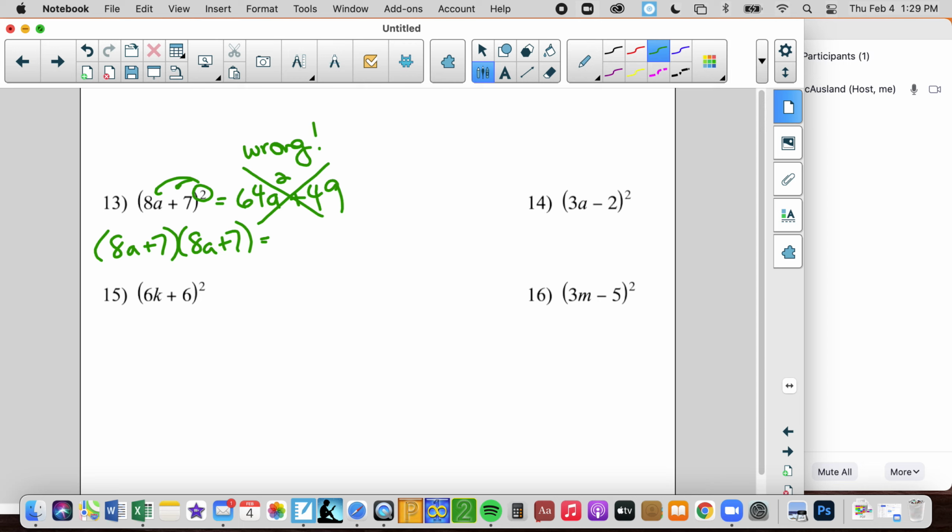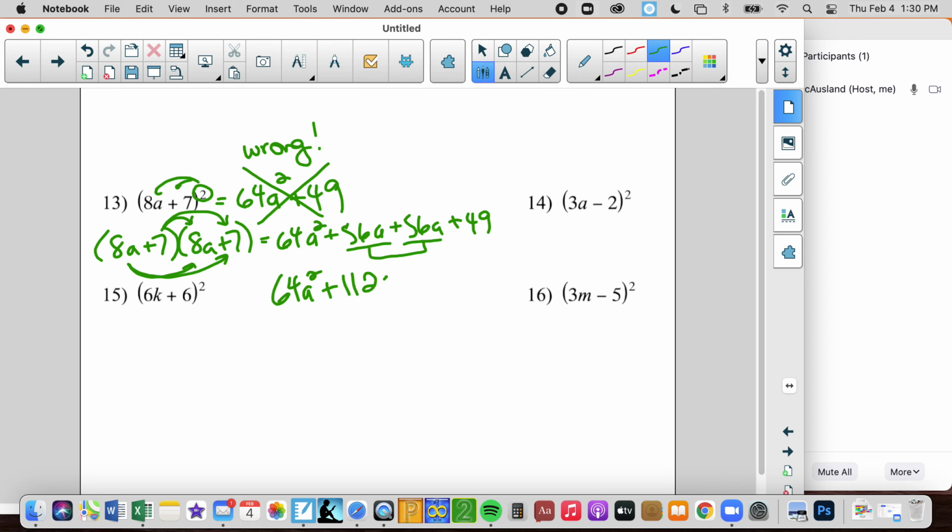You'll notice that the outside and inside are actually the same, so you would multiply it by 2. So let's just do FOIL on this one. First times first gives me 64a squared. Outside gives me 56a. Inside gives me 56a. And then the last gives me 49. So remember how we take that and double it. So my answer is going to be 64a squared plus 112a plus 49. Ooh, that's a big one. So that would be your answer for 13.